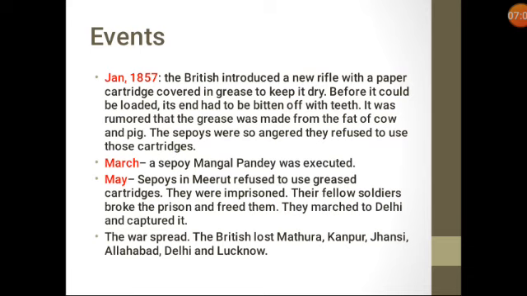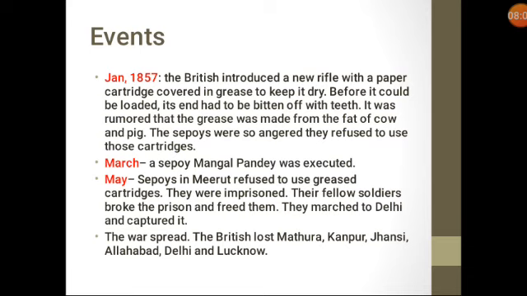Events. In January 1857, the British introduced a new rifle which was greased, in which the bullets or cartridges were covered in grease just to keep the gunpowder dry. Before it could be loaded, its end had to be bitten off with teeth, just to remove the cap or shell. It was rumored that the grease was made from the fat of cow and pig, and obviously, cow was very sacred for Hindus, and pig was forbidden for the Muslims. So the sepoys or the soldiers got angry, and they refused to use those cartridges.